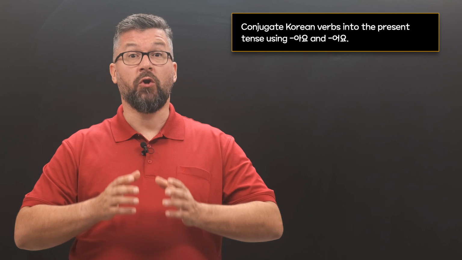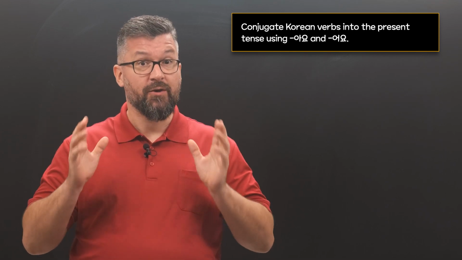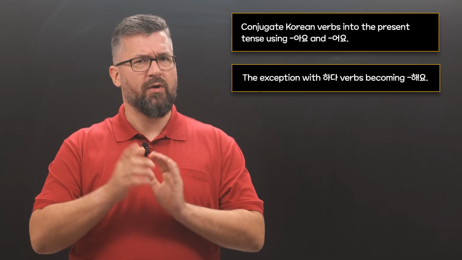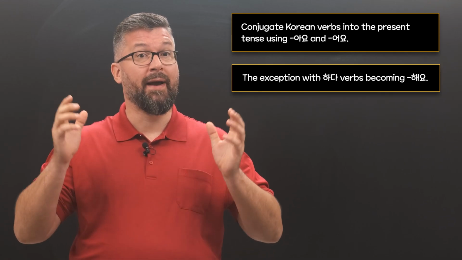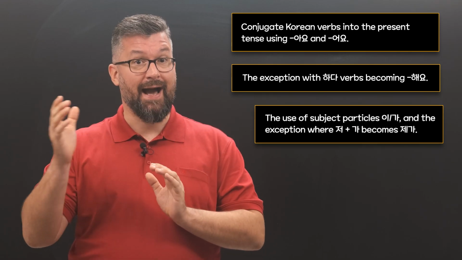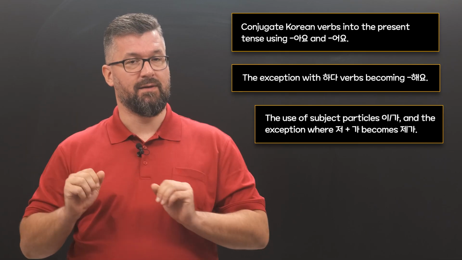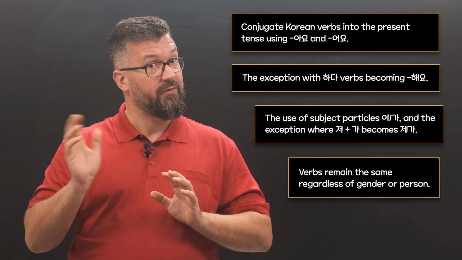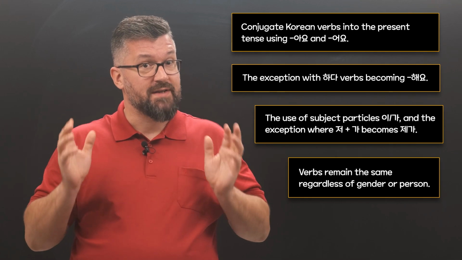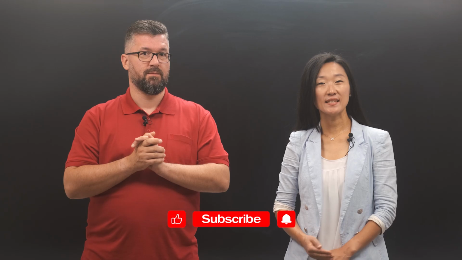Today we have learned how to conjugate Korean verbs into the present tense using 아요 and 어요, depending on the last vowel of the verb stem. We have learned the exception with hada verbs, which become 해요. We have also learned the use of the subject particle 이/가 and the exception where 저 plus 가 becomes 제가. And one more thing we've learned is that Korean verbs remain the same regardless of the subject's gender or person. Understanding how to conjugate verbs is a significant step in learning Korean. By following the rules we've discussed, you can start creating your own sentences.